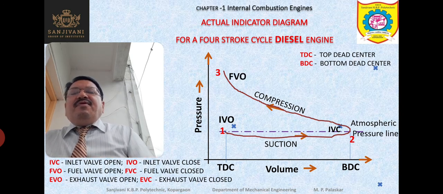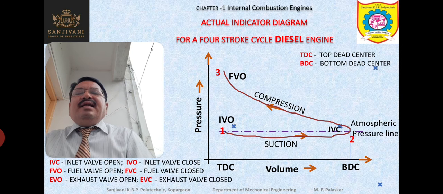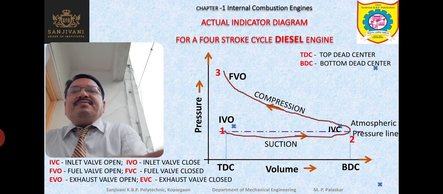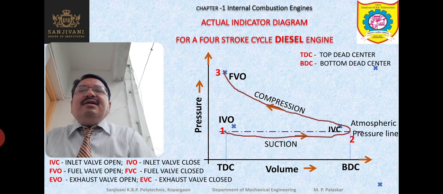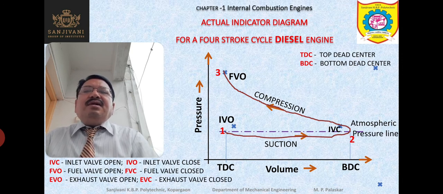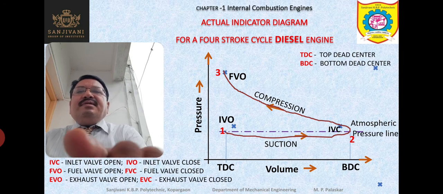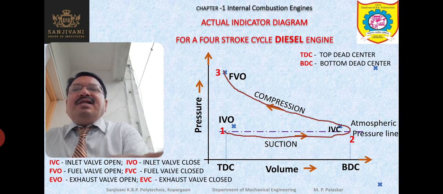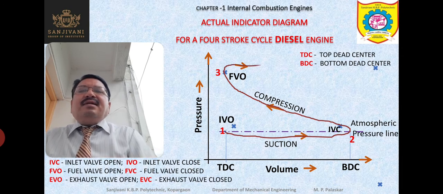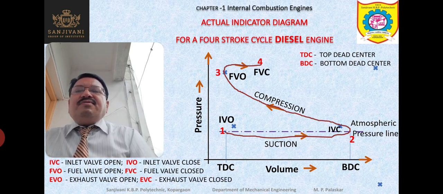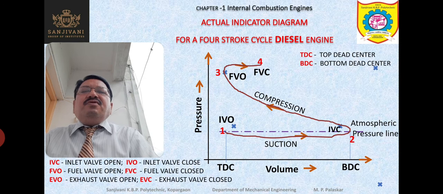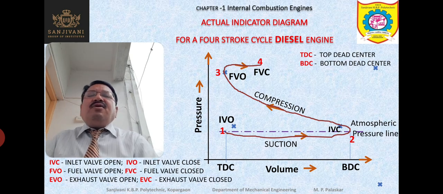Now, before the compression stroke has ended, the fuel valve opens. The fuel valve opens slightly before the end of the compression stroke, and after that, at point 4, the fuel valve is closed. So fuel is being supplied during the motion 3-4. So actually 3-4 is supposed to be the heat addition at constant pressure.